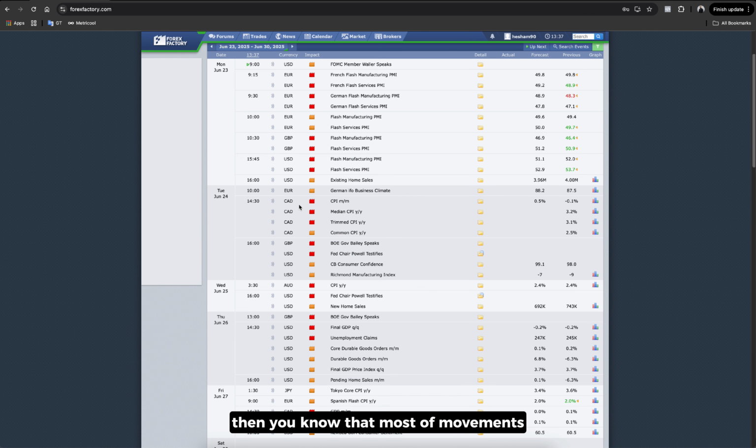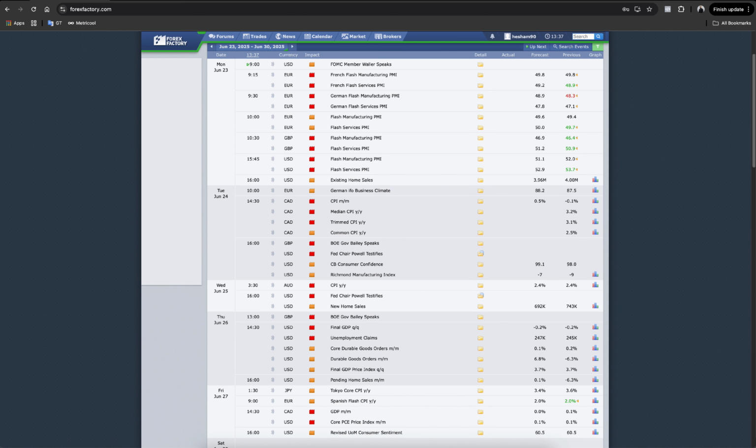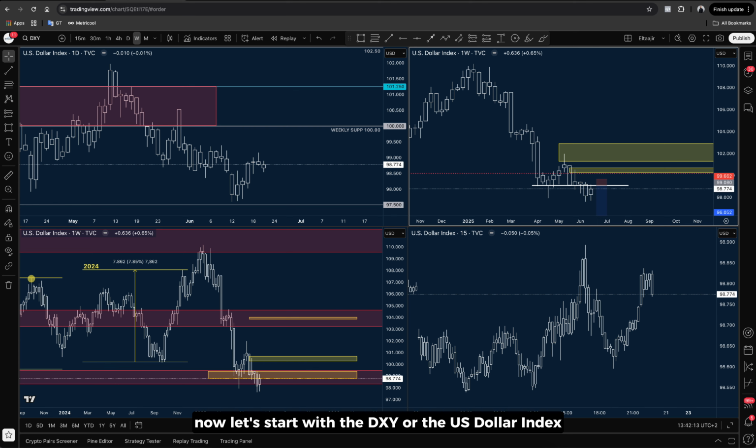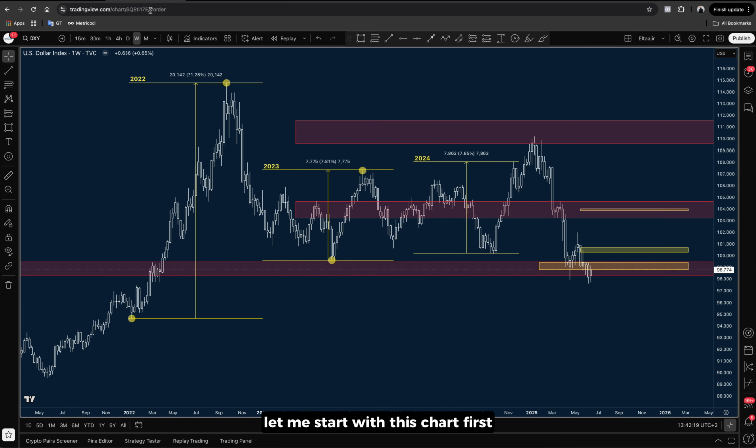Then you know that most of the movements, I would say the peak of movements we can expect, will happen on the GBP USD pair. Okay? And I will show you that on the chart. Now let's start with the DXY or the US dollar index. Let me start with this chart first.